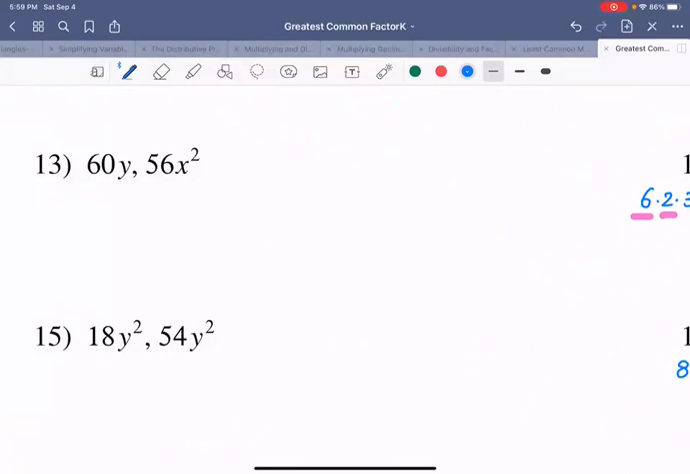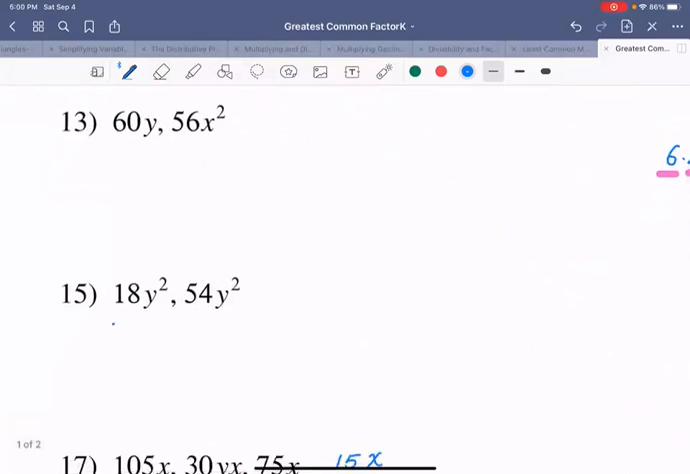So 18 is 2 times 3 times 3, times y. Okay, now let's do the other one. 54 is 2 times 3 times 3 times 3, times y times y.